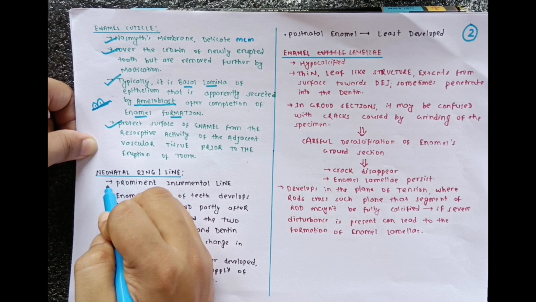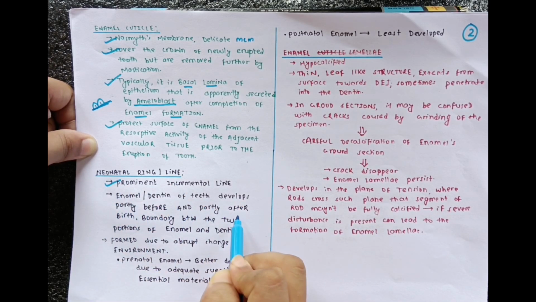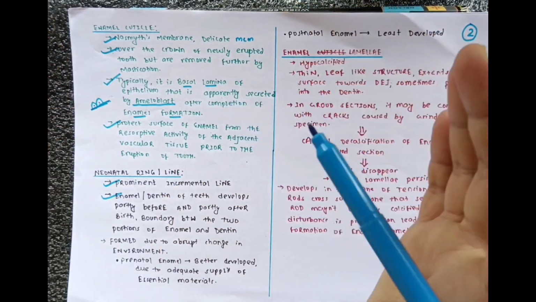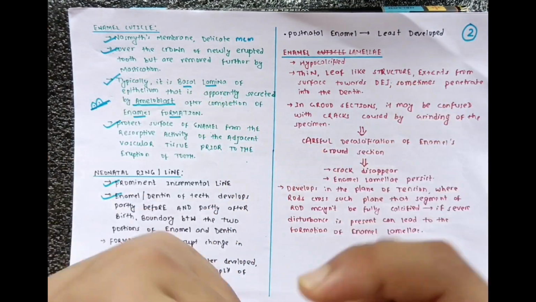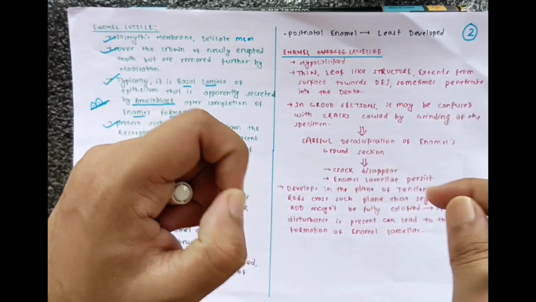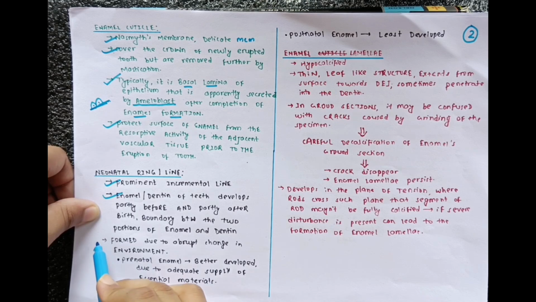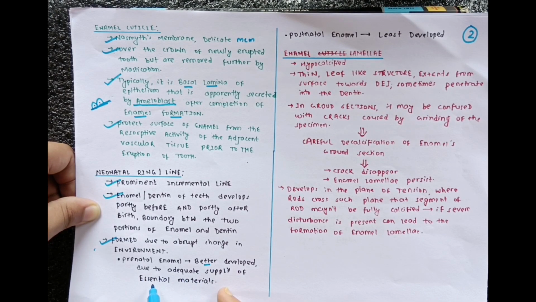Now we will study about the neonatal ring or line. It is a prominent incremental line. Enamel or the dentin of the teeth develops partly before and partly after birth. The boundary between the two portions of the enamel and the dentin is the neonatal line. So this point wants to tell that the neonatal line is that line that demarcates the portion of the enamel or the dentin that is formed before birth, and the portion of the enamel or the dentin that is formed after birth. As I have written here, they are formed due to the abrupt change in the environment, and the prenatal enamel or the prenatal dentin is better developed due to the adequate supply of the essential materials.